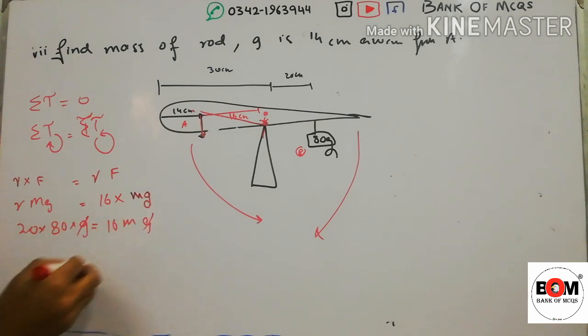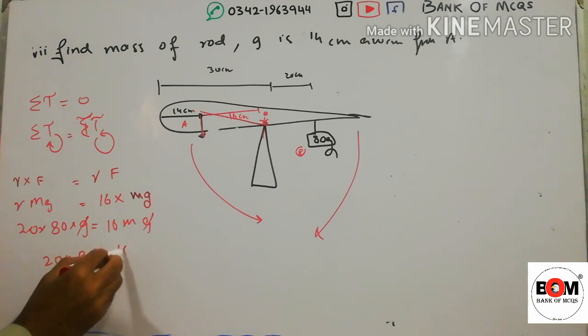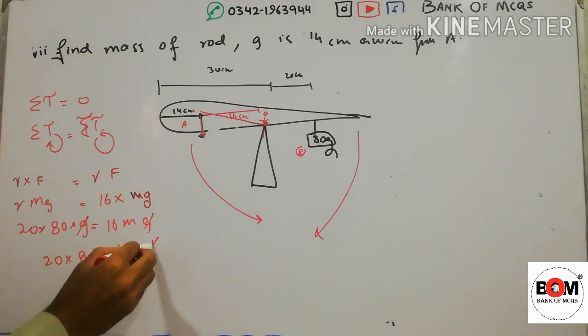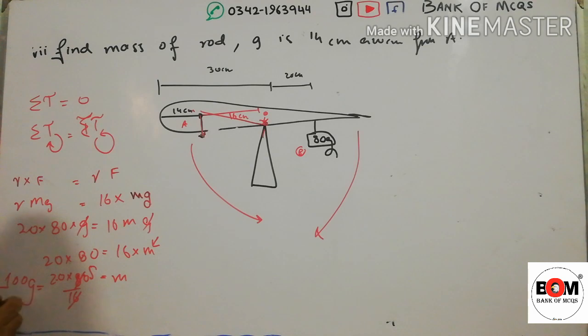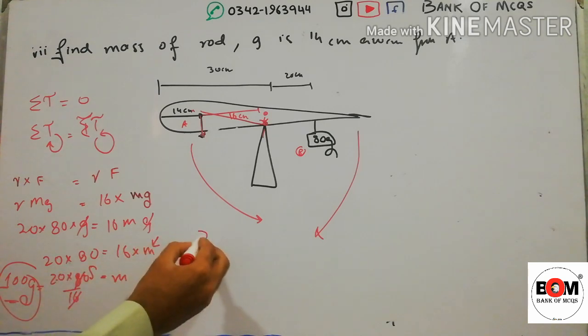So g cancels with g, and we get 20 multiplied by 80 is equal to 16 multiplied by the mass. This is the mass of the beam, which is unknown. So M is equal to 20 multiplied by 80 divided by 16. 16 fives are 80, and 5 into 20 is equal to 100. So 100 gram is the mass of the beam. So option A is correct.